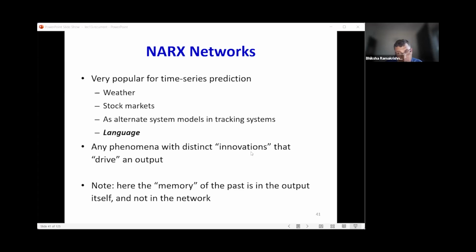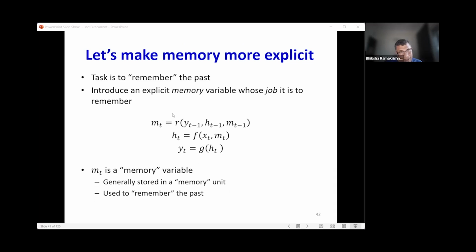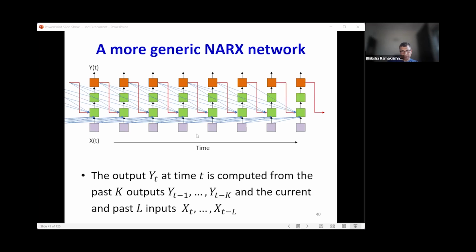So it makes sense that we'd like to make the memory more explicit within the network itself. How can we do that? Again, remember the task is to remember the past. Yes, that's correct. So this would be, for example, this figure. If you receive inputs from the past K outputs and the current and past L inputs, then this would be a KL order NARX network.